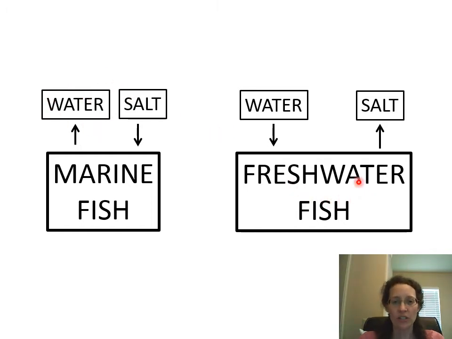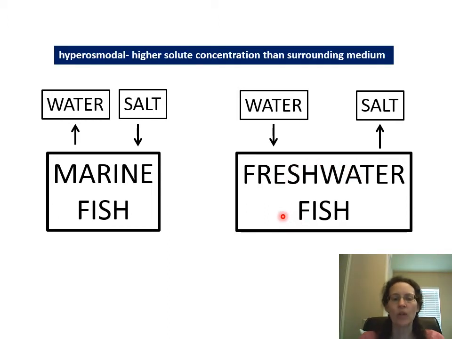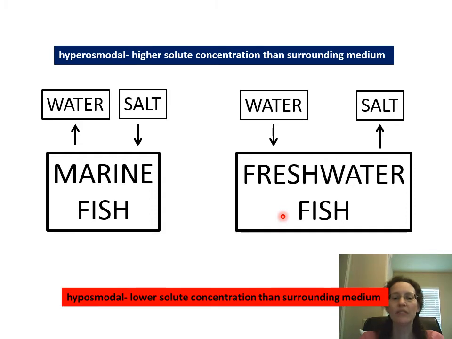The freshwater fish, this is the opposite, right? In this case, its salts want to go out and more water wants to come in because this fish is more concentrated than the external environment. So one of these is hyperosmotic, having a higher concentration inside than the surrounding medium. And one of these is hypoosmotic, having a lower solute concentration than the surrounding medium. And the question is, which is which? Who gets the blue arrow? Who gets the red arrow? I'll give you a minute to think about it, and we'll see if you can pick right.